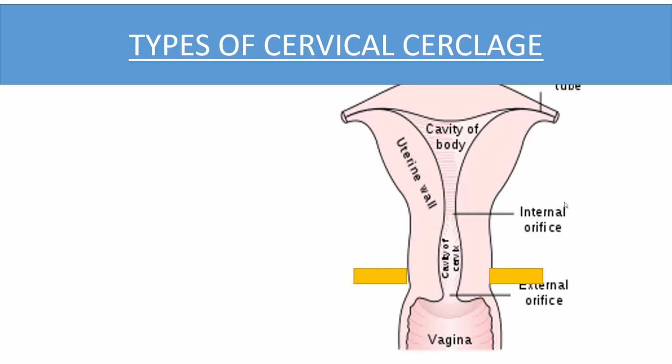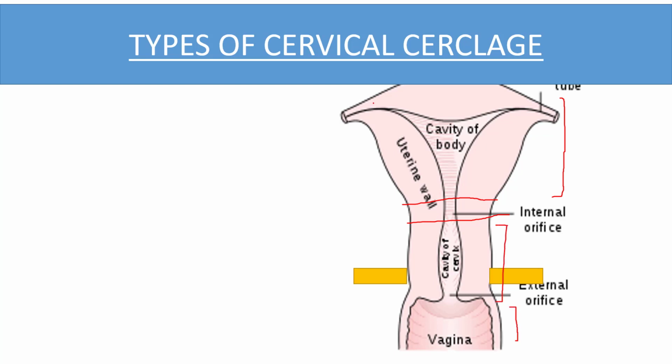Now we will study the types of cervical cerclage. In order to understand the types of cervical cerclage, you should know a little bit about the anatomy of the uterus. So this is the body of the uterus. This narrow part is called the isthmus of the uterus, and this is the cervix, and this is the vagina.